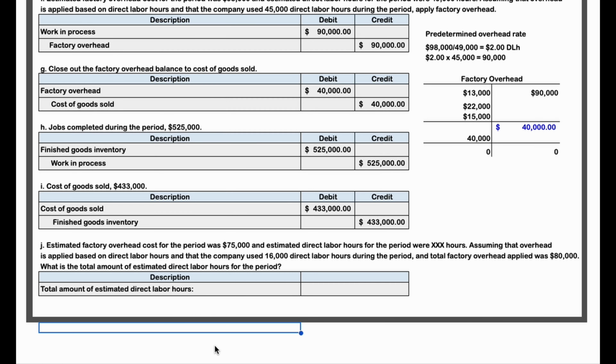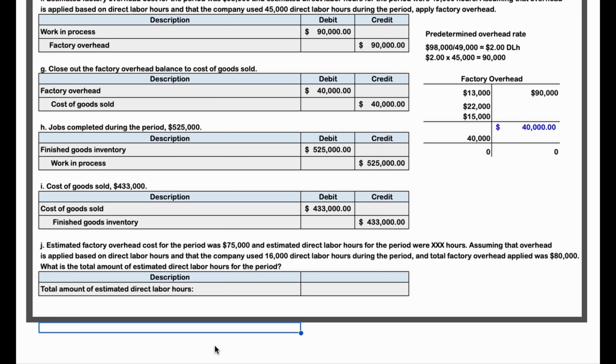Now we're going to take a look at J. J is a little more of a problem, seeing if we understand how these processes are working. So we have a missing number that we would normally be given. How do we back our way into it? We're starting with estimated factory overhead cost for the period was $75,000, and estimated direct labor hours for the period were unknown. Assuming the overhead is applied based on direct labor hours, that the company used 16,000 direct labor hours during the period, and total factory overhead applied was $80,000. What is the total amount of estimated direct labor hours for the period?